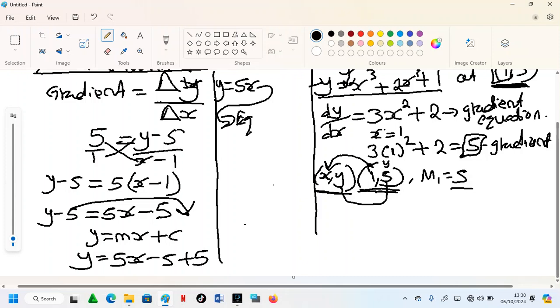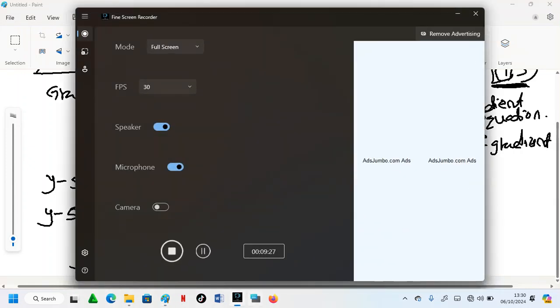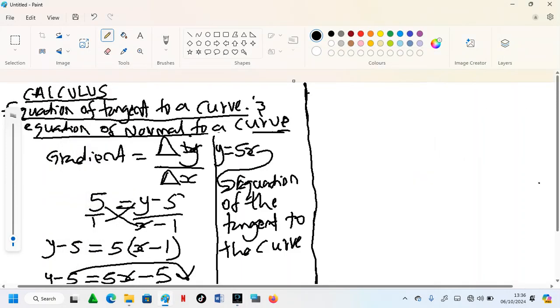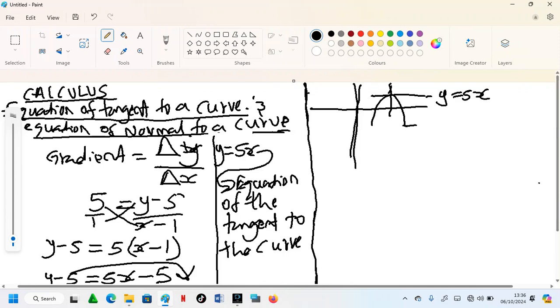This is the equation of the tangent to the curve. There, we have the equation of the tangent to the curve. Now, when two lines are perpendicular, this is a property that we just remind you. Let's say this is our curve, and then this is our line. Our line is y is 5x, and we are looking for the equation of this particular line that is perpendicular to the tangent to the curve.